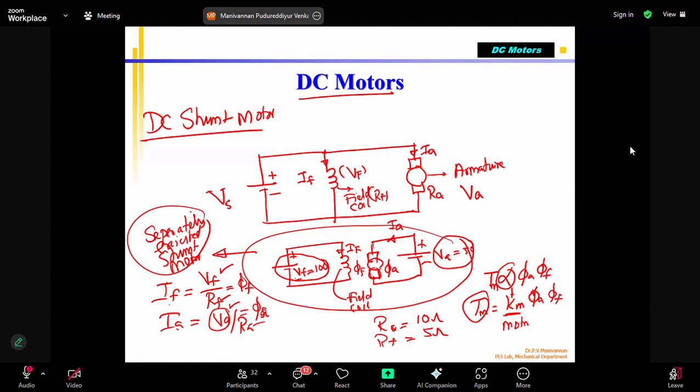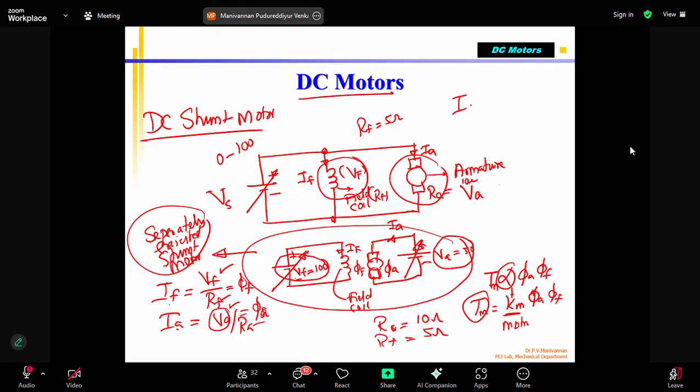One advantage is I can vary VA and VF independently or together. Finally, I can control the torque of the motor. But in this case, if I vary V, a single power supply, for example 0 to 100 volts, the same voltage is applied across both the field coil and the armature coil. Say my RF equals 5 ohms and RA equals 10 ohms.